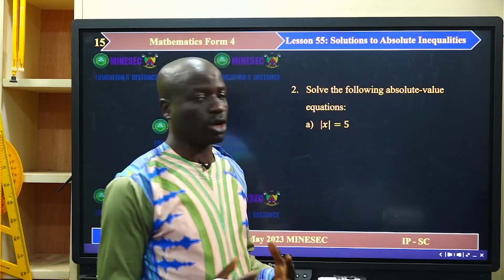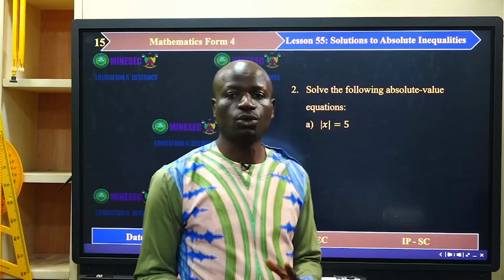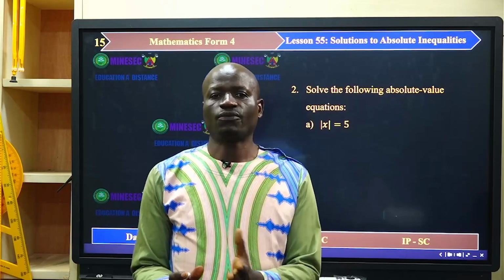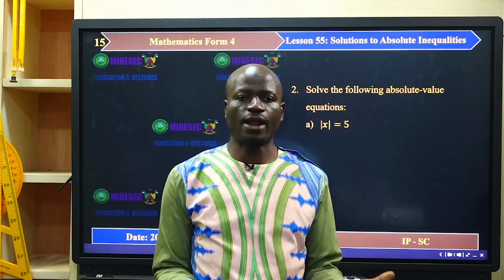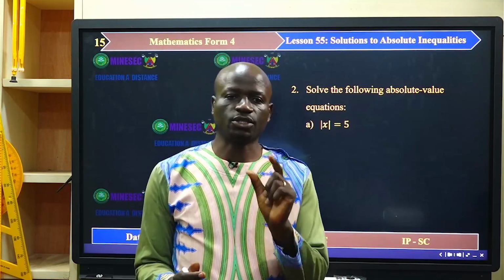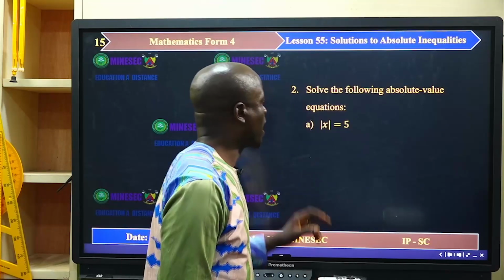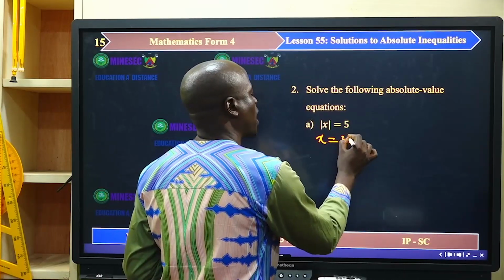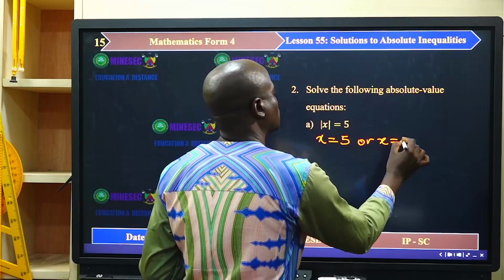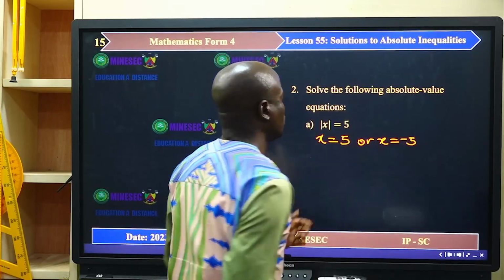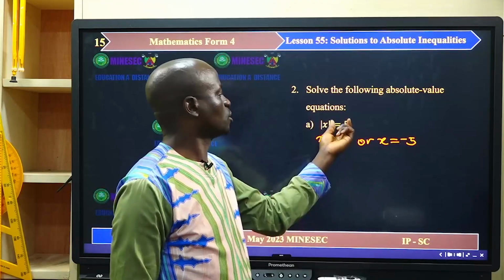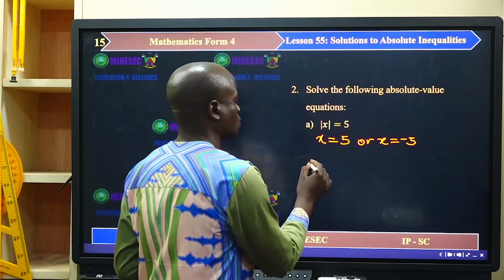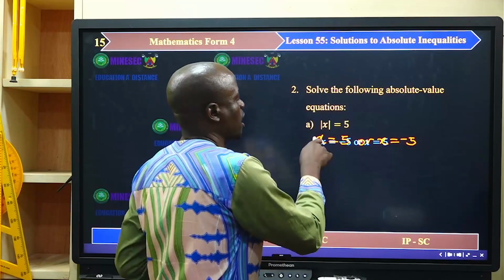Solve the absolute value equations. Absolute value of x is equal to 5. Now, just to remind us of the fact that an absolute value of an expression is its positive value. The absolute value of a number is its unsigned value. So if I have the absolute value of x as 5, it means that x could be 5 or x can be negative 5. If x is 5, the sign will still be positive. If x is negative 5, the absolute value of negative 5 is 5. So that's what we have.